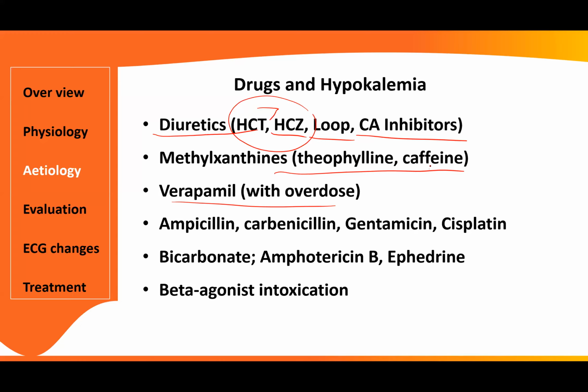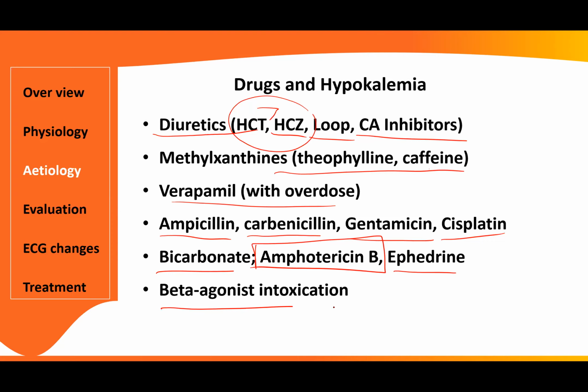Verapamil overdose can have hypokalemia. Antibiotics like penicillin, particularly large quantities of penicillin G, ampicillin, carbenicillin, or aminoglycosides like gentamicin, and anti-cancer drugs like cisplatin can produce it. Bicarbonate itself can produce hypokalemia, and amphotericin B, a drug which is now being used very much for mucormycosis, is notorious to cause hypokalemia. Ephedrine and ephedra alkaloids also do produce it.